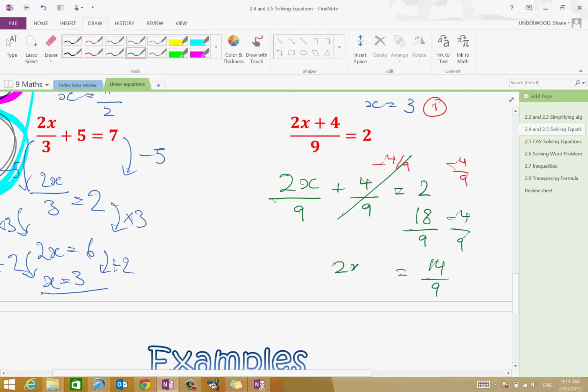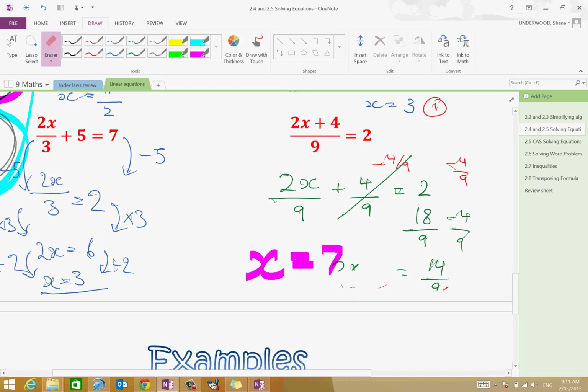And look, on the left-hand side we've got 2x over 9. So what's x, ladies and gentlemen? If I've got a 9 on this side and a 9 on this side, can't I cancel them out? Yes. x equals 7. Now, the thing is though, that's a stupid method. What I need to do is get rid of that fraction by eliminating the denominator.